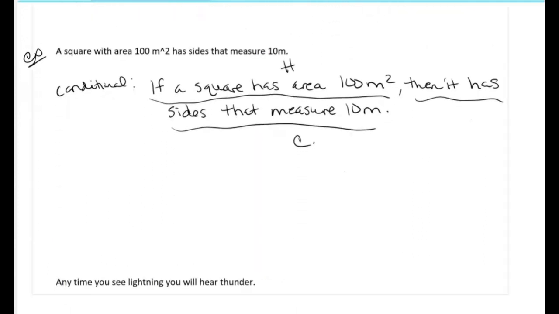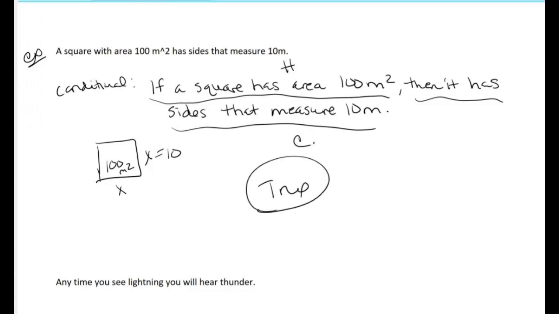If the square has an area of 100 meters squared, then it has sides that measure 10 meters. All right, think about this. We have a square. We know that the area is 100 meters squared. Both sides have to be the same. Is there any other number besides 10 such that when you multiply it times itself, you get 100? And the answer is no, meaning we cannot provide a counterexample, telling us that the conditional statement is true.